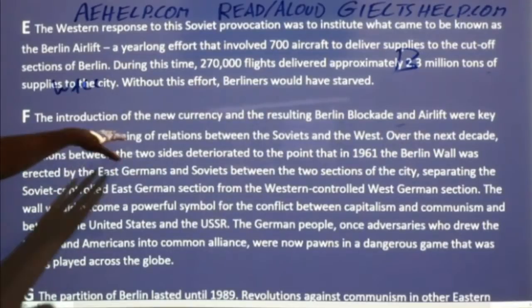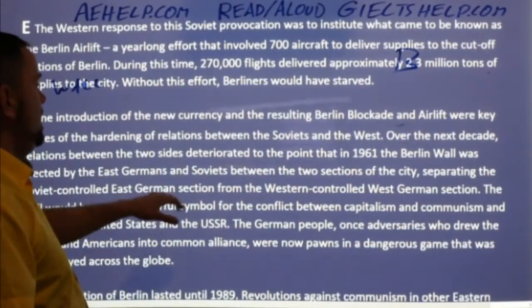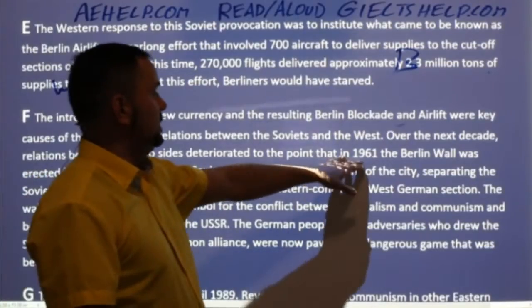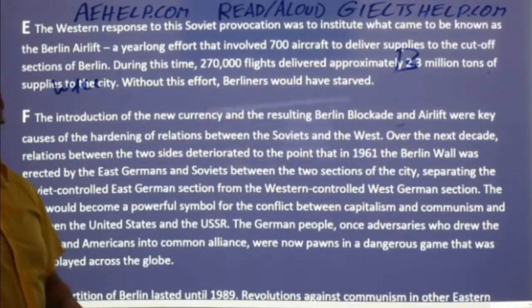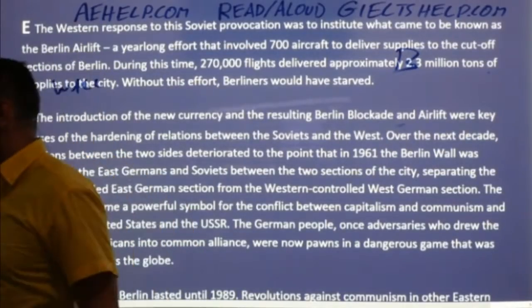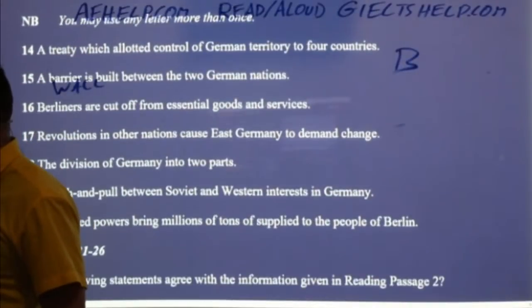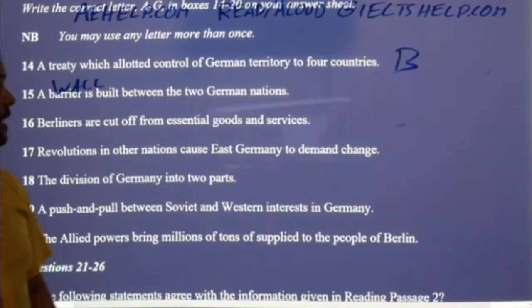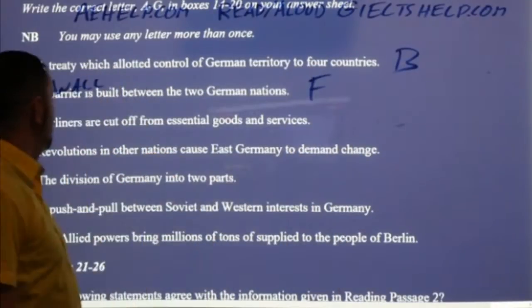Okay, so the Berlin blockade, the airlift, okay, and then in 1961, the Berlin Wall was erected. So F is good. And for those of you that were confident that it's F, you might want to quickly check, especially if you know that it's the right one. But if you're really confident, then you just go F and you go to the next one, okay?